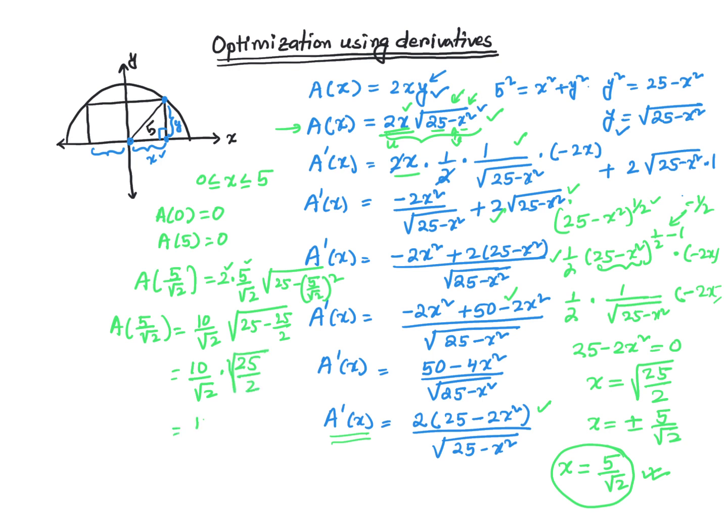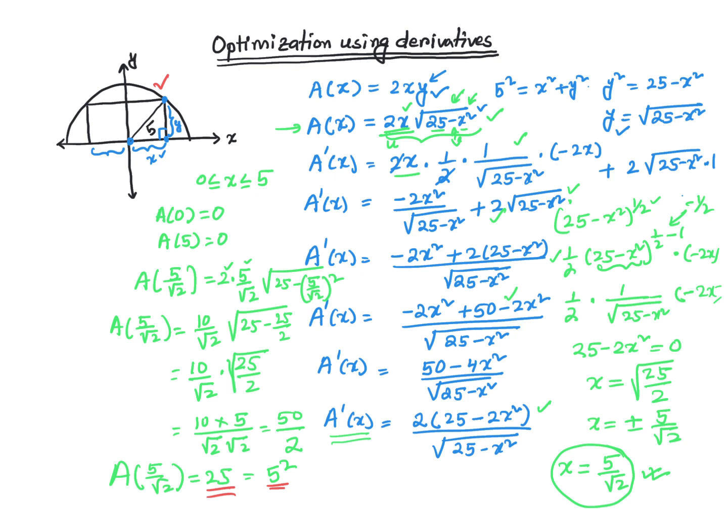That's going to give me 10 times square root of 25, which is 5, over square root of 2 times square root of 2, which is 50 over square root of 2 times square root of 2, which is square root of 4. Square root of 4 is 2. So your A of 5 over square root of 2 is going to be just 25, which by the way happens to be r squared or 5 squared. So the rectangle with the largest area contained within this semicircle will have an area of 25 square units, which is 5 squared.